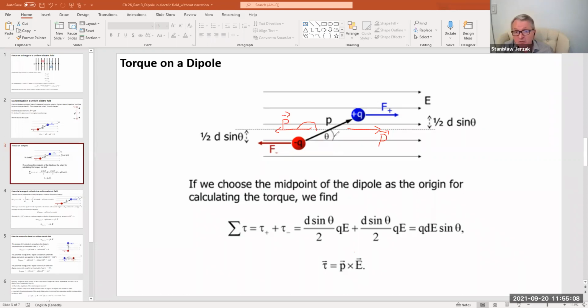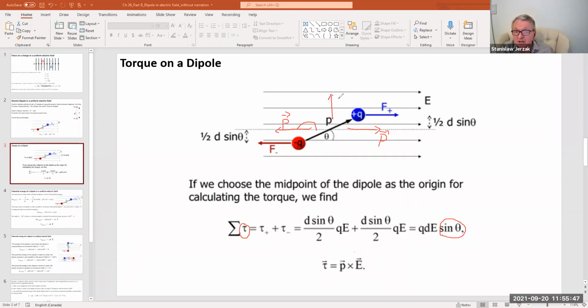Another thing I would like to add is that when the torque is acting on the dipole, the torque depends on sine theta. When the dipole is rotated, the angle changes, which means that the magnitude of the torque changes as well. So during the rotation of the dipole, torque is not constant in magnitude. It depends on the sine of the angle. When the angle decreases, the torque magnitude will decrease until, when the dipole is parallel or anti-parallel, the torque becomes 0. And the torque is maximum, of course, when the dipole is perpendicular.